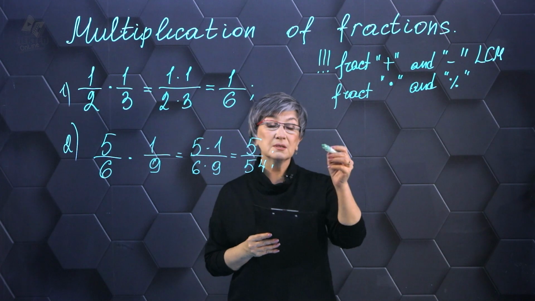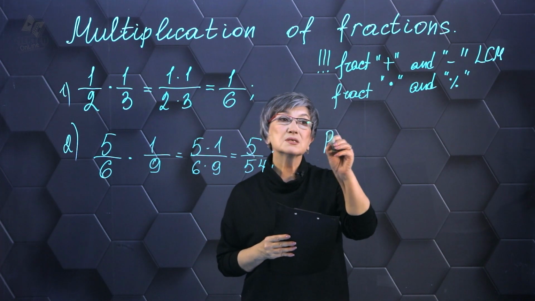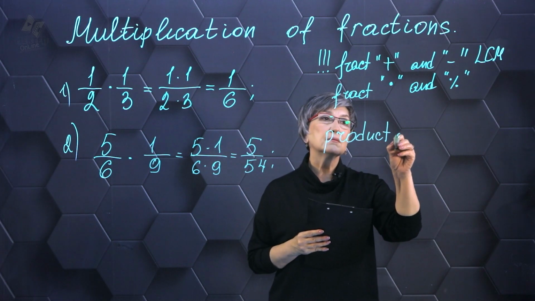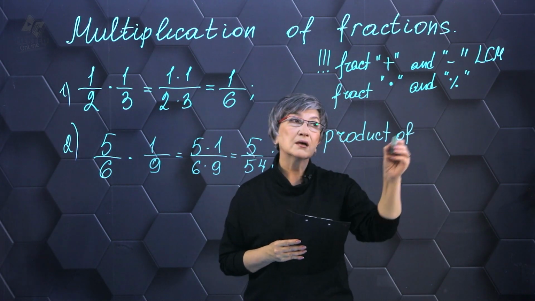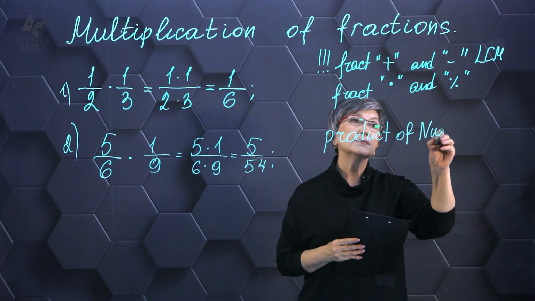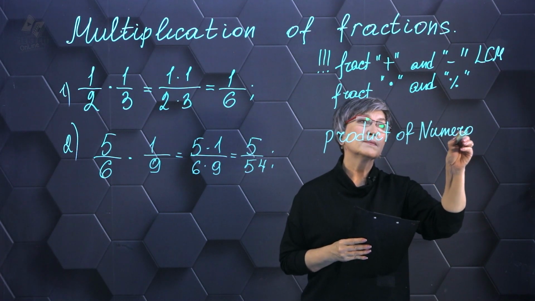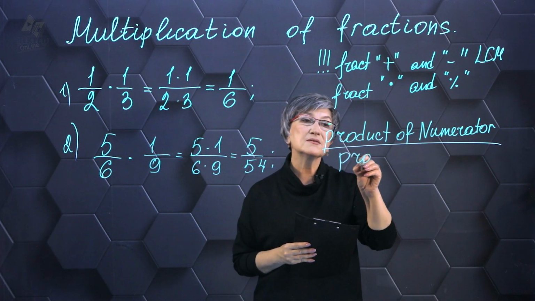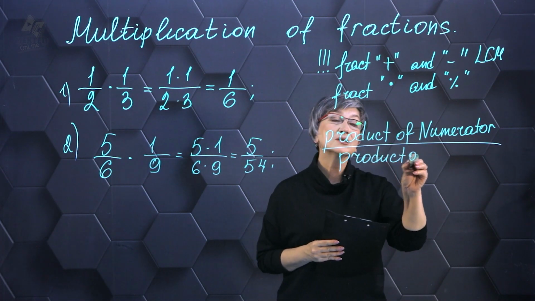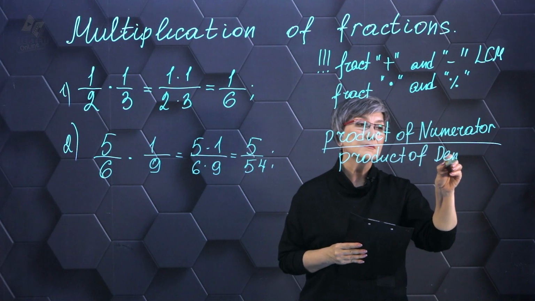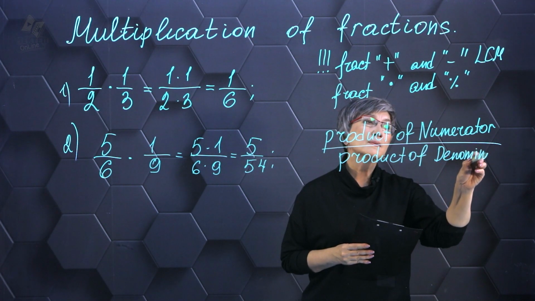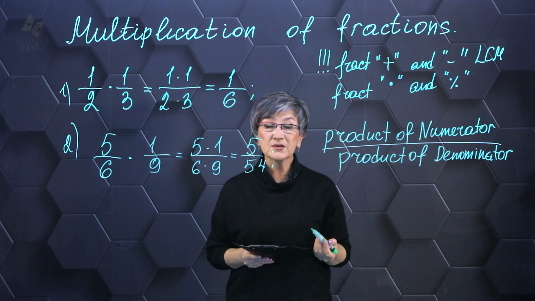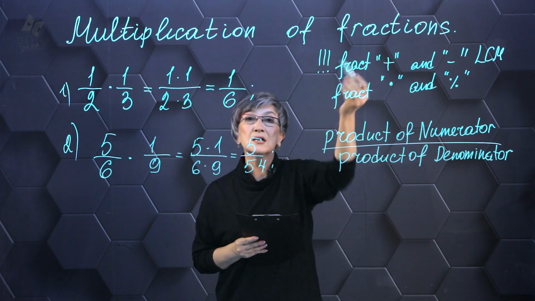So our answer is going to consist of the product of our numerators over the product of our denominators. This is the rule you should use when multiplying our fractional numbers.